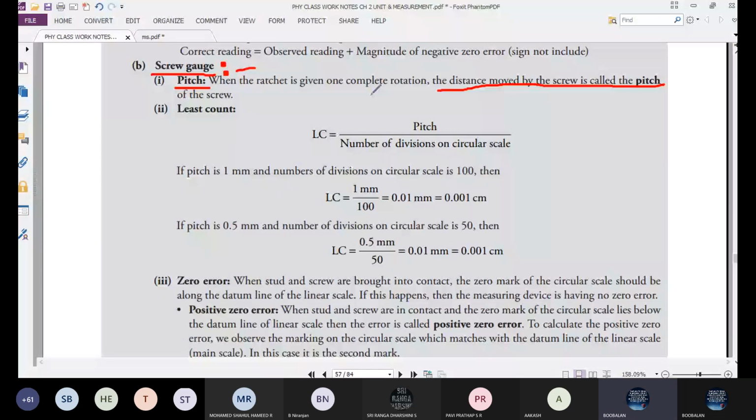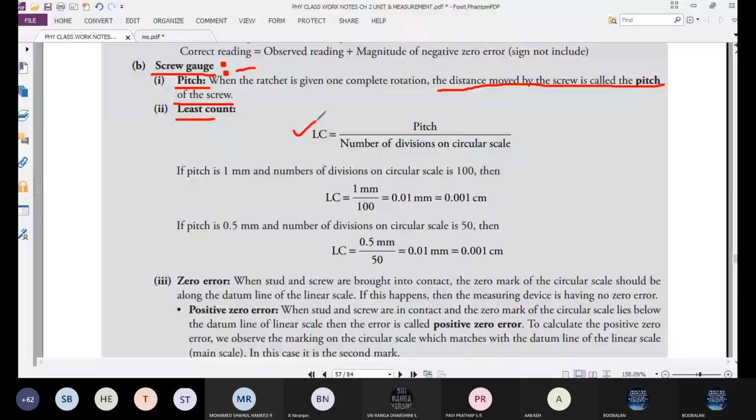So next one, least count. The least count formula: pitch divided by the number of divisions on the circular scale. Note the formulas. I will show you the videos after the next class. First, I take notes. So this is the observation point of view. Next, we go for the practical point of view.